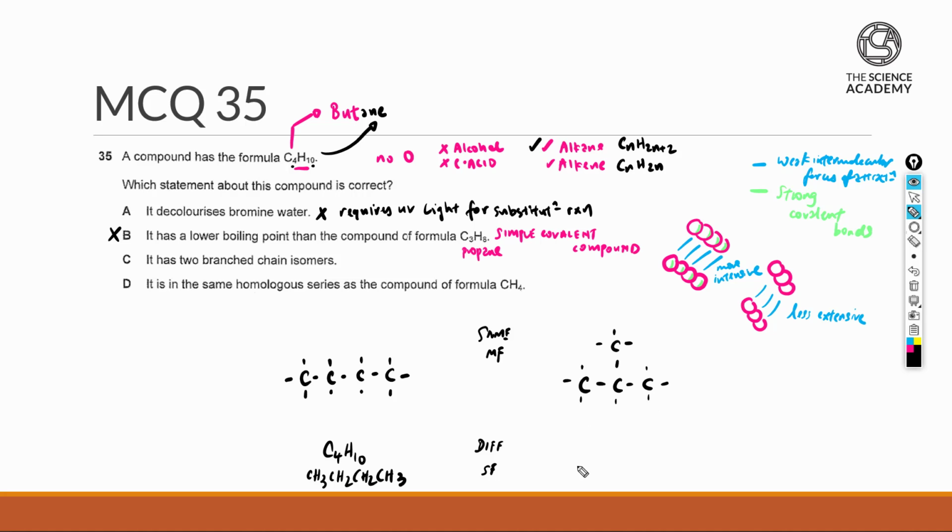That comes with a structural formula of CH3, CH, CH3, CH3, and a molecular formula of C4H10. So it only has one branch isomer. The original butane without branch is referred to as the linear isomer. So C is going to be out. And lastly, as for the same homologous series as the compound of formula CH4, this is methane. The prefix is different, but the suffix "ane" is similar. They must belong to the same homologous series here. So D is the answer for MCQ 35.